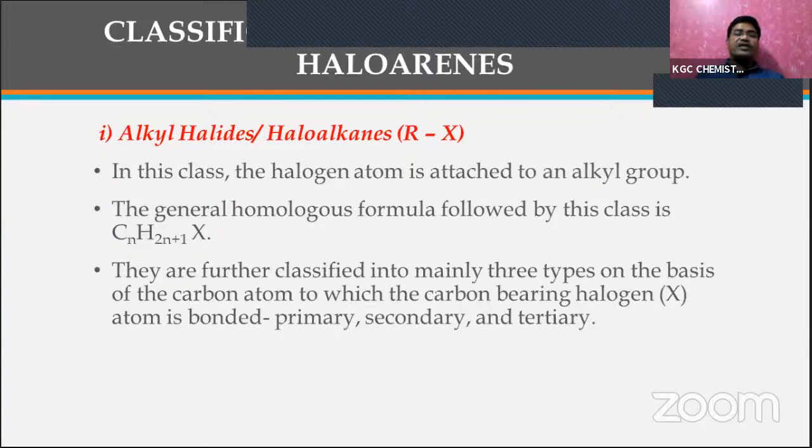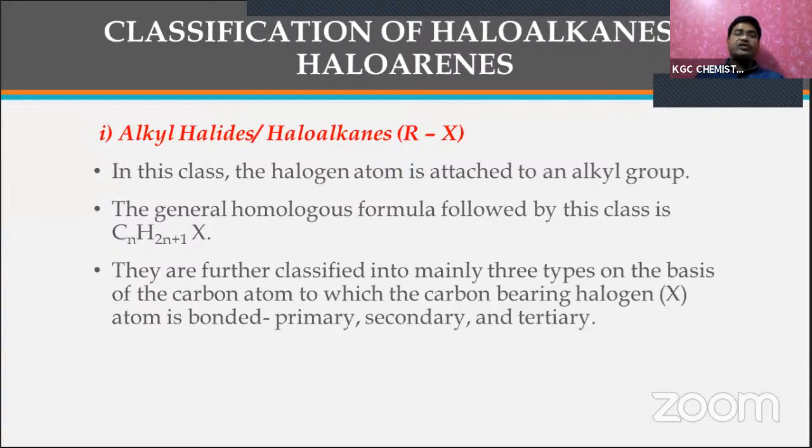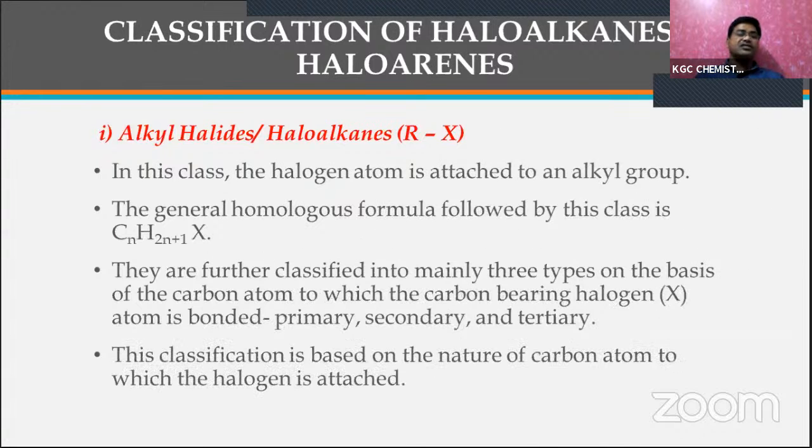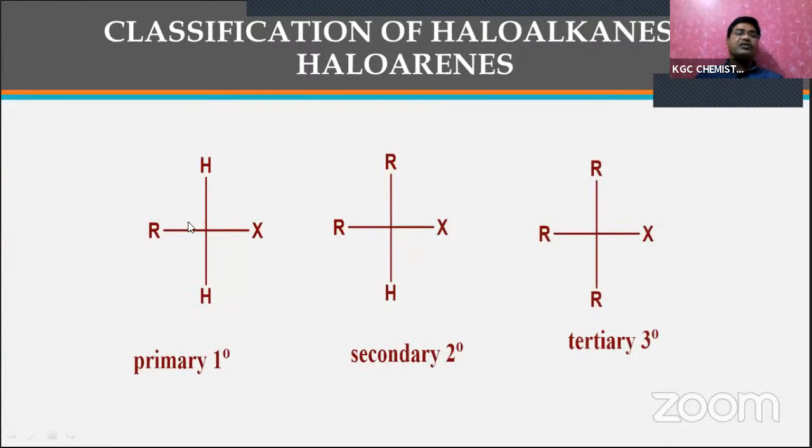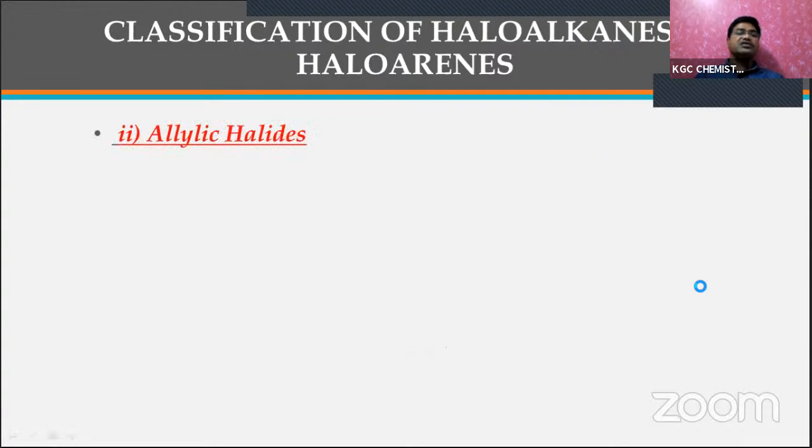Now, they are further classified into mainly three types on the basis of the carbon atom to which the halogen atom is bonded: primary, secondary, and tertiary. This classification is based on the nature of the carbon atom. I already told you this. Here, this is primary because this carbon atom is attached to only one alkyl group. Here, this carbon is attached to two alkyl groups. This carbon is attached to three alkyl groups.